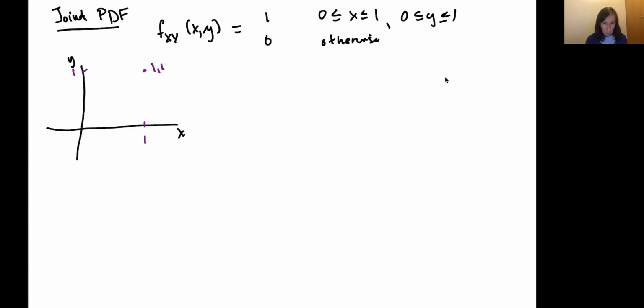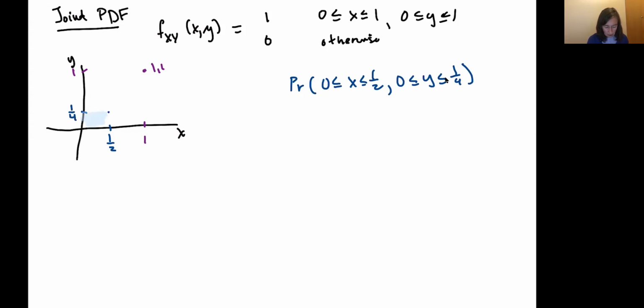And if we want to know the probability, say that we want to say that X is less than 1/2 and Y is less than 1/4. This is an example of a joint event here. So what I'm saying is I want the probability that X is between 0 and 1/2 and Y is between 0 and 1/4.